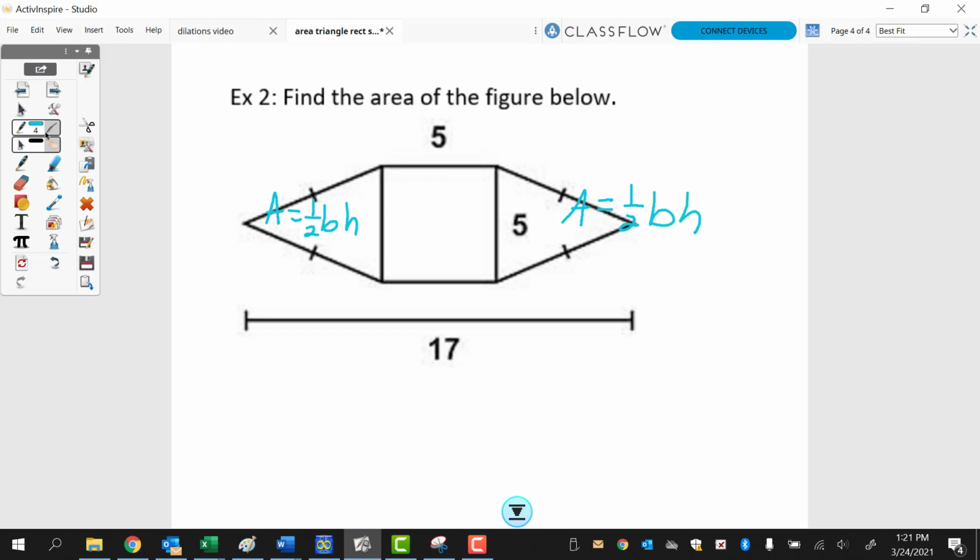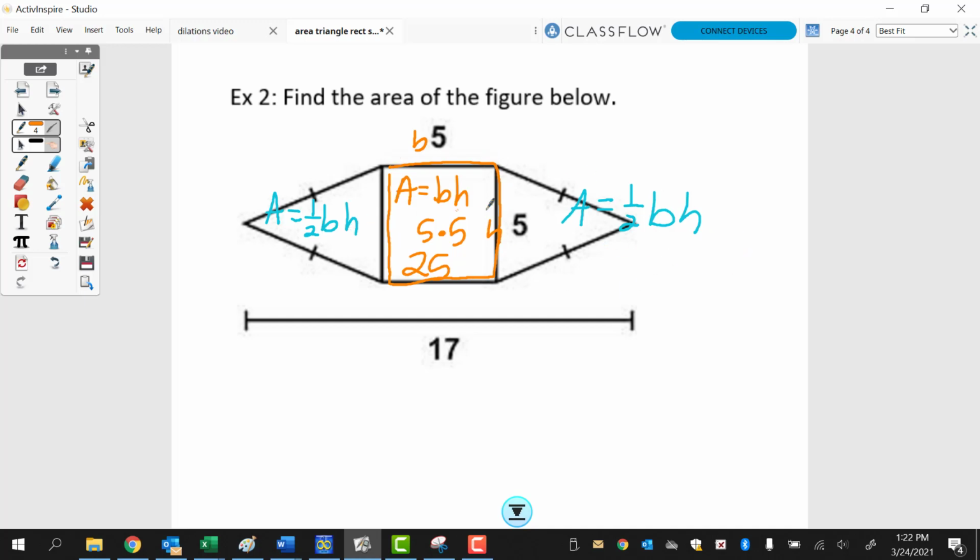In the rectangle / square in the middle, I know that's A equals BH. Again, you got to use the right equation or you're going to get it wrong. So on our rectangle, what are the B and H on the rectangle? Well, this side's 5, so that's B. And this side's 5. That's going to be my H. So we're going to type that in, 5 times 5. You can type it in Desmos. I know that 5 times 5 is 25. So that's for this little rectangle in there.